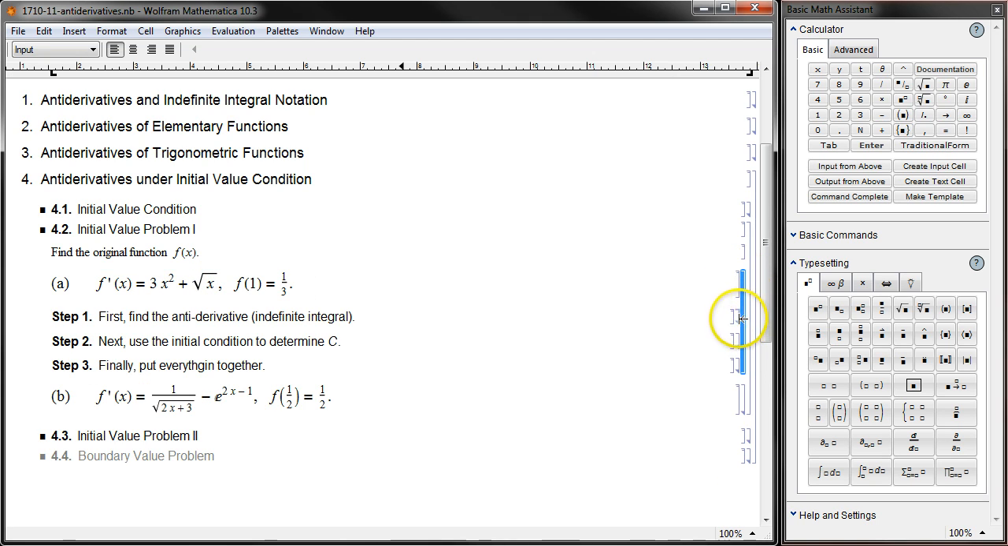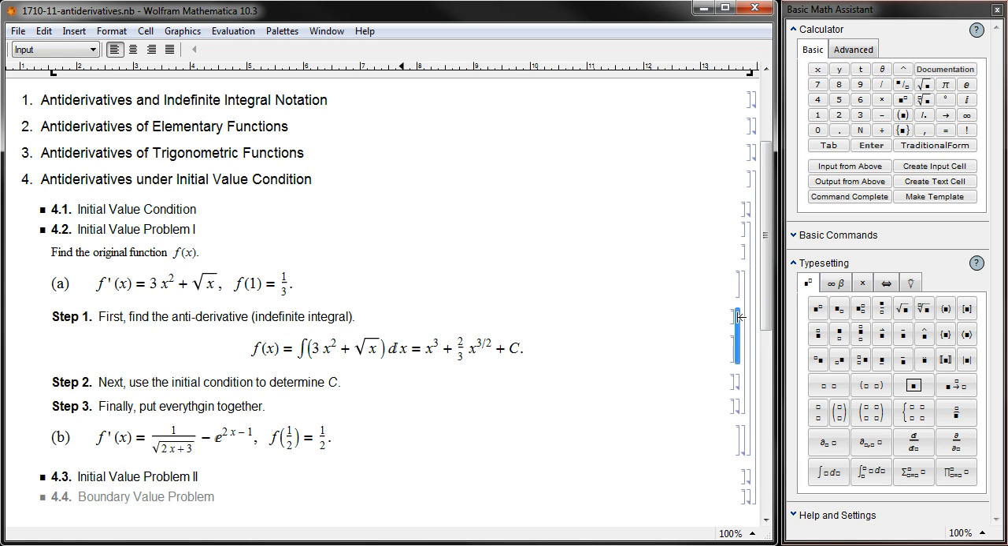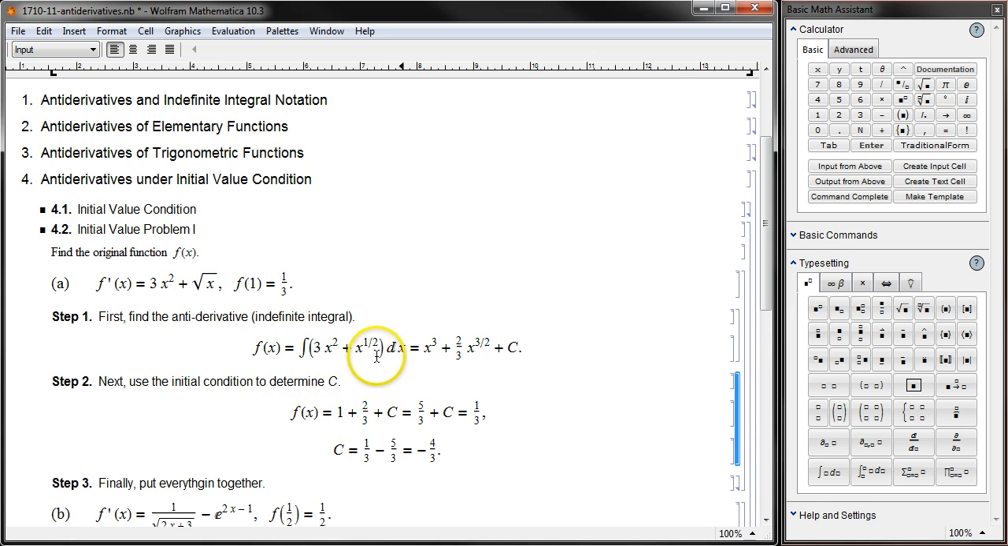First, let's calculate the antiderivative. Piece of cake. Just power functions. Easy, isn't it? This is just x to the 1/2 power. And now, let's determine the constant c through the initial condition. We are plugging in x equals 1. Then this is what we get. If you plug in x equals 1 here, the value has to be 1/3. You see, the problem said 1/3. So this has to be 1/3.